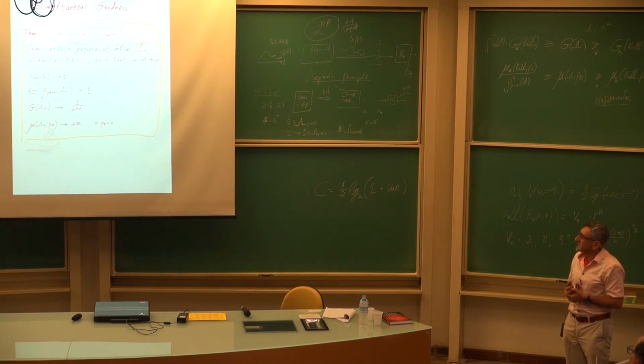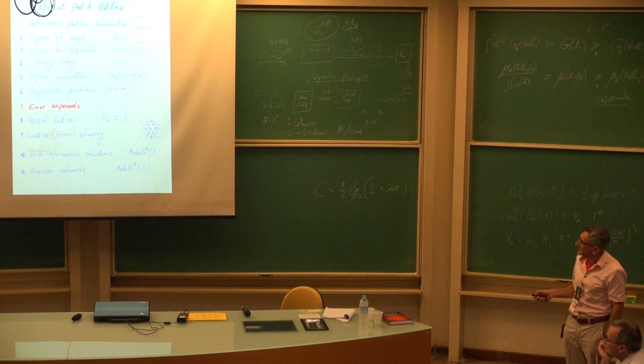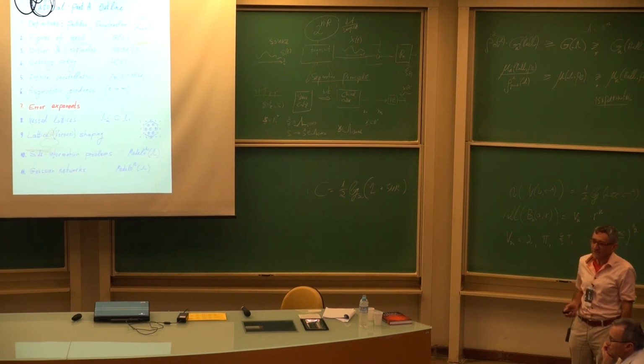So I think it's a good point to stop today, and tomorrow, maybe just as a promo, I will mention a little bit of error exponent, but then mainly I will talk about nested lattices, lattice shaping that I mentioned several times today, and then I will talk about multi-user problems for which lattices are good, side information problems, and Gaussian networks.